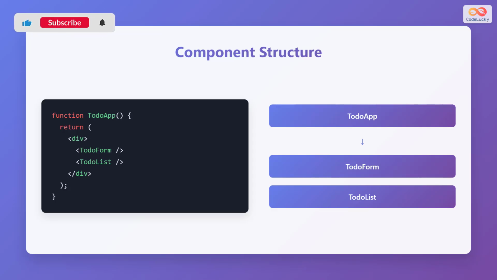Here's how our component structure is organized. We have a main component called ToDoApp. Inside, it renders two subcomponents, ToDoForm and ToDoList. The ToDoForm will handle the input and submission of new to-do items, while the ToDoList will display the existing todos. The ToDoApp component is the parent component, which renders both the ToDoForm and ToDoList components. ToDoForm and ToDoList are the child components of the ToDoApp component.